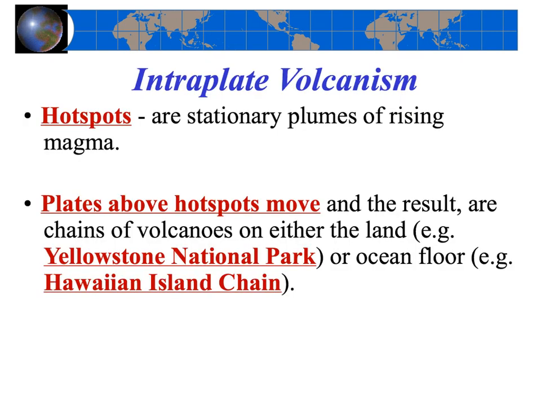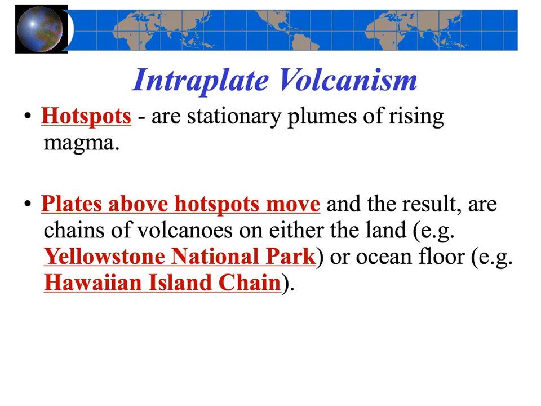Now we're going to talk about a different scenario. When we first realized that we had plates on our planet, 21 plates, most of the earthquakes and the volcanoes were all around the plate boundaries, and then there were a couple of exceptions found. One exception was found in Hawaii, and one exception was found in Yellowstone.